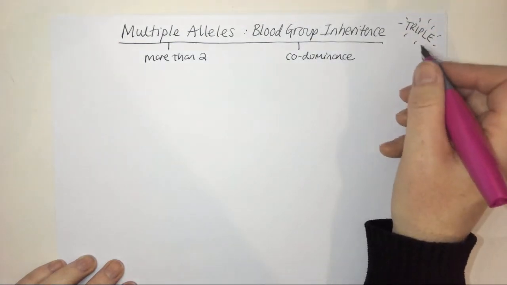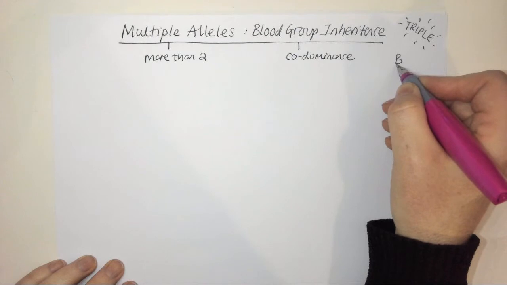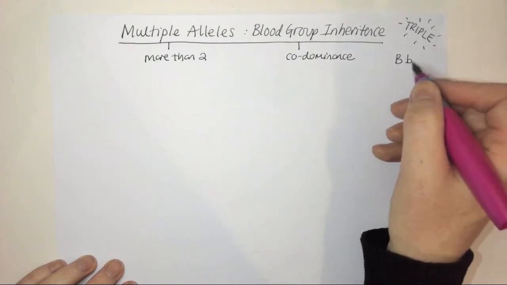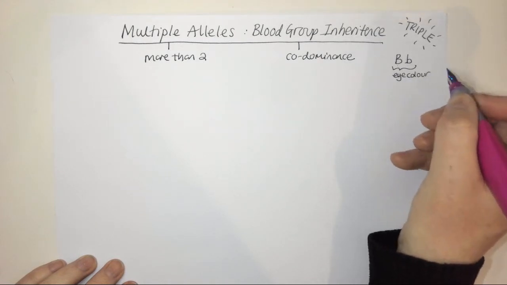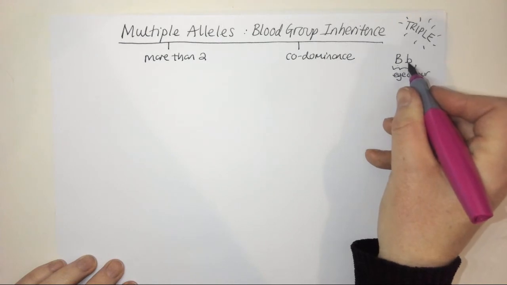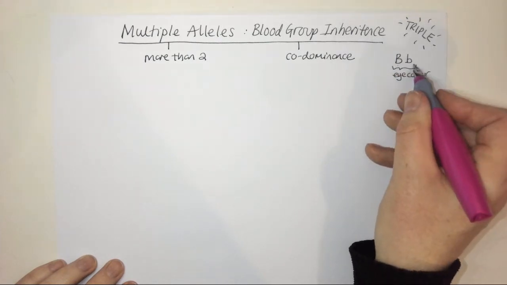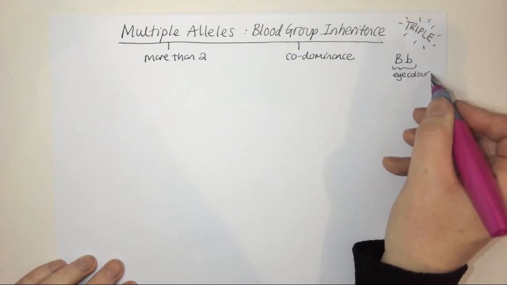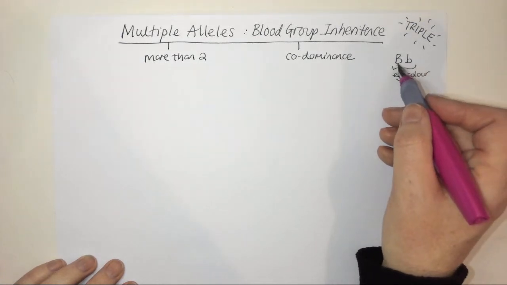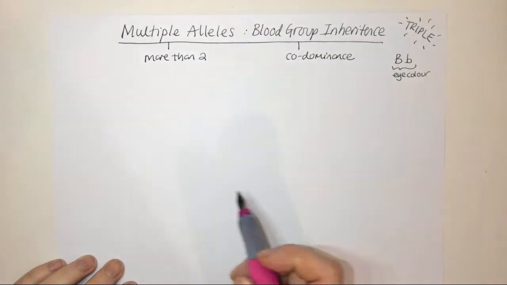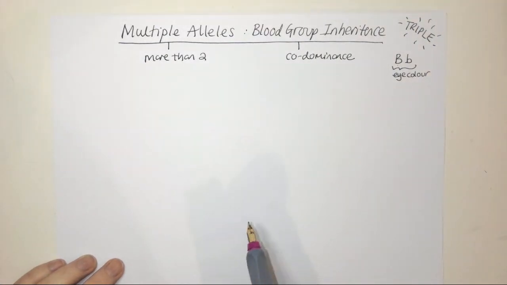Up until now, we've had a recessive and a dominant allele. If these are for eye colour, the capital is dominant over the lowercase, and so this would be brown-eyed, brown allele, blue allele, two different alleles for eye colour. Multiple alleles is where we're looking at more than just two, and a really good example is blood group inheritance. It's actually quite complicated when you look at blood groups. We're going to do it on quite a basic level here. If you go on to A level, then you may do a bit more extension on this.